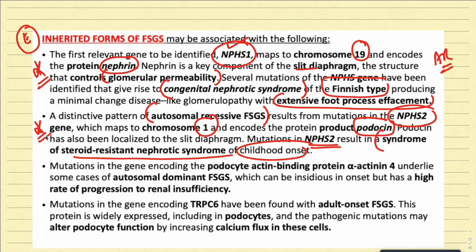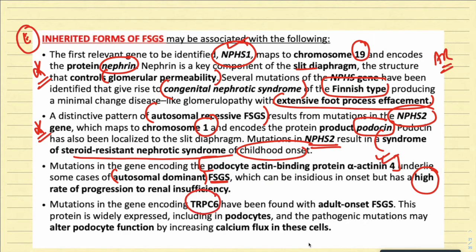You have to remember these two very importantly. Now there can be other kinds of mutations. Some of the autosomal dominant variety of FSGS have mutations in the gene encoding the podocyte actin binding protein alpha actinin 4. This protein is also there in the slit diaphragm, so they might give rise to autosomal dominant FSGS, which is gradual in onset, but has a very high rate of progression to renal insufficiency.